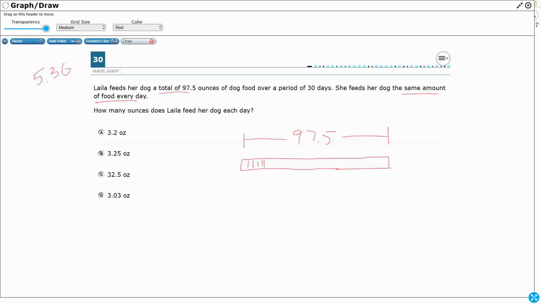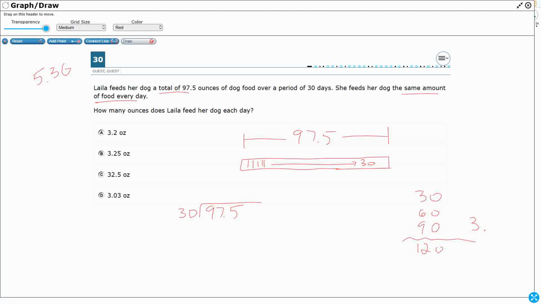What I'm going to do is I'm just going to do this with 30. So you get that there are 30 different boxes here. So how much does she feed each day? Well, I just need to divide 97.5 by 30. And if I wanted to round, 97.5 is 100. So 30, 60, 90, 120. So it's going to be right around there. So it's going to be 3 something. 3 something is going to be my guess.